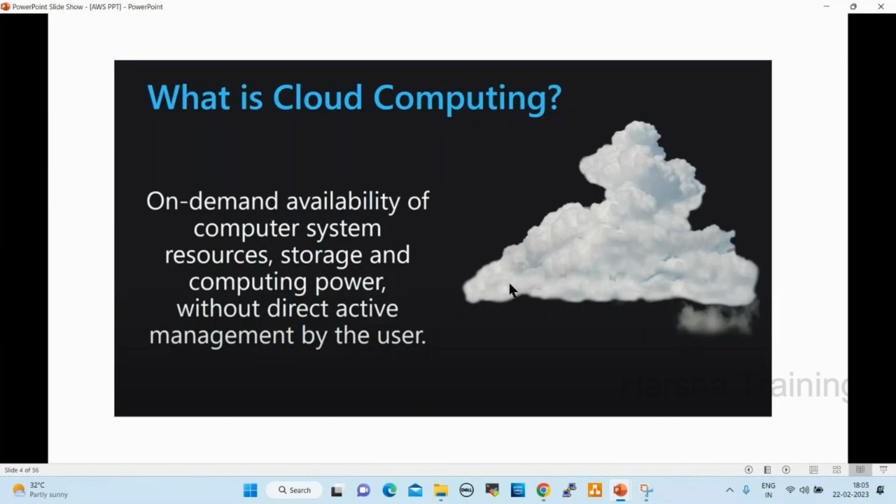It is the on-demand availability of computer system resources, storage, and computing power without direct active management by the user. This is the definition which I collected from Google. What does it mean? Let's try to understand. Let's assume that there is no cloud concept, so all our infrastructure is hosted in our local data center, local server room. When we have a local server room, local data center, who will take care of the servers?